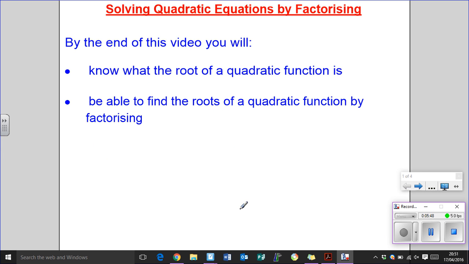Okay, so let's just go back and review. I hope now we're really clear on what the root of a quadratic function is, because we've seen it now in 2 videos. But most importantly, you really need to be able to find the roots by factorising, and your factorising should be so good now. Okay, but those are the 2 things that we aimed for, and I think we've achieved them.